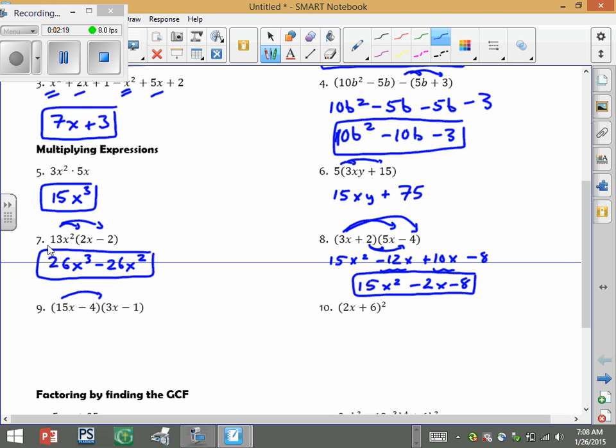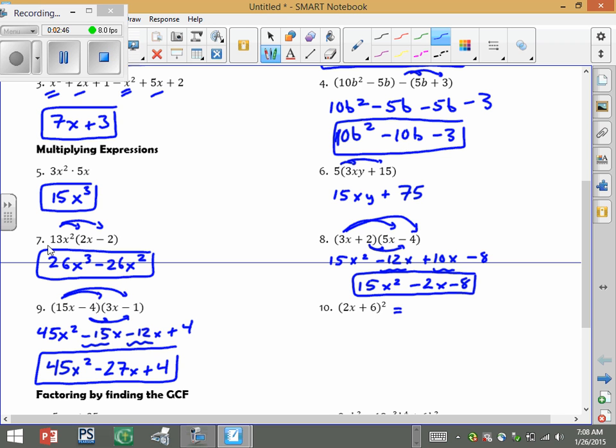FOIL here, so 15 times 3 is 45, and then you have the x squared. 15 times 1, so minus 15x. Here we have a minus 12x. And then negative 4 times negative 1 is plus 4. Combine those like terms, we end up with 45x squared minus 27x plus 4.